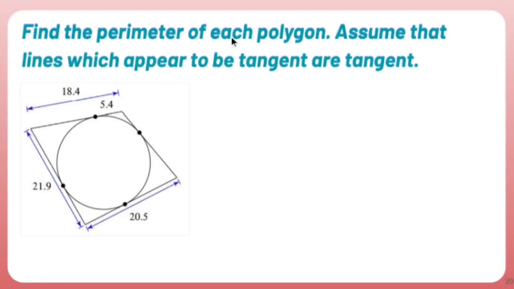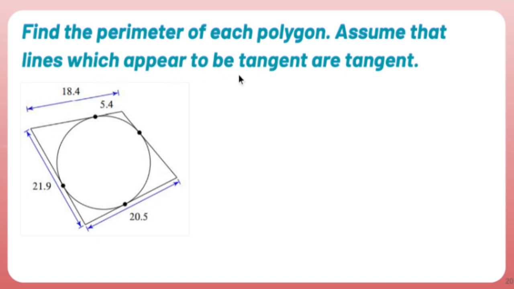Find the perimeter of this polygon. Assume that the lines which appear to be tangent are tangent. So your tangent, your tangent, your tangent, your tangent. This whole line is 18.4. A chunk of it is 5.4. This whole line is 29.9. This whole line is 20.5. I've got nothing about you. This is what I know.